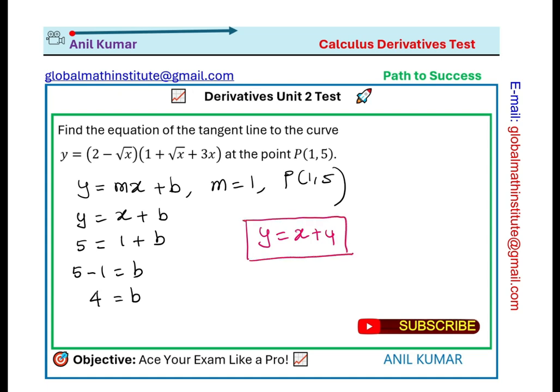So that is how we find the equation of a tangent line at a point given to us on the curve.